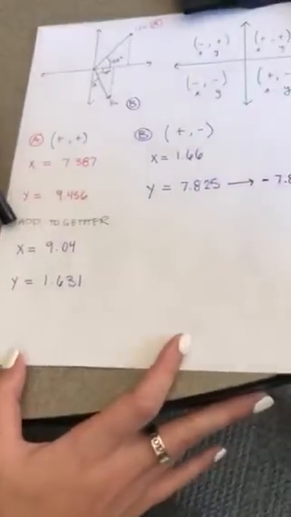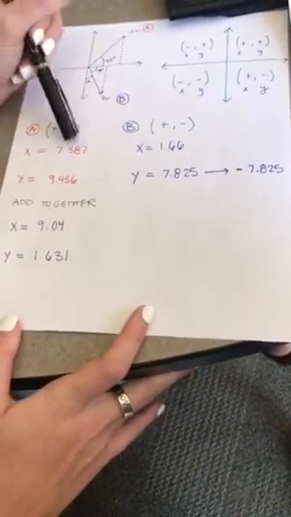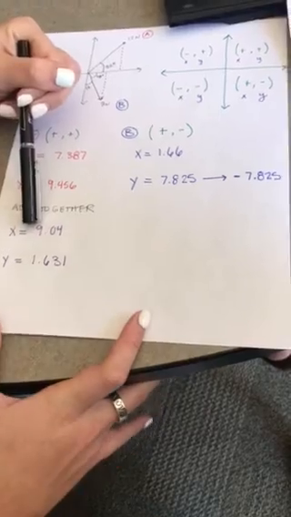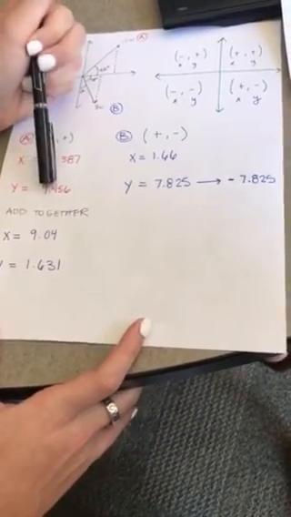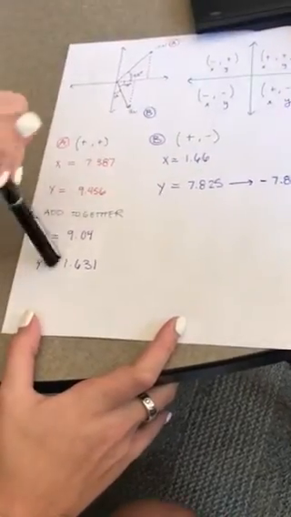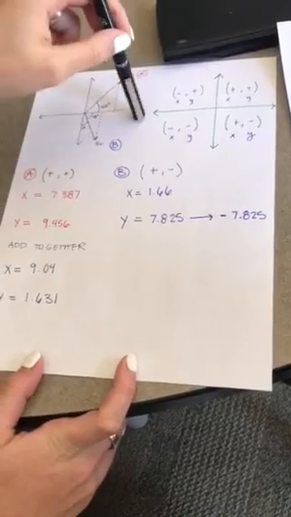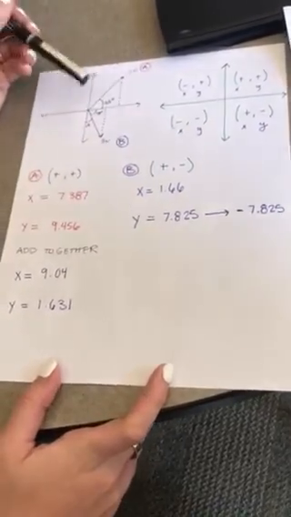Then the end is really simple. You add the two x values and the two y values together. For x, you add these two and you get 9.04. For y, you add this with the final value, which is a negative, and you get 1.631. So it's important to double check what quadrant your vector's in when you put them together.